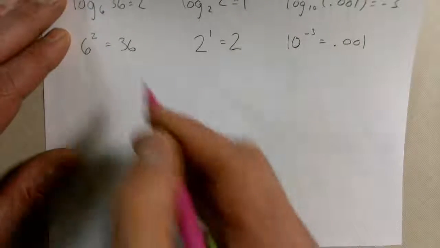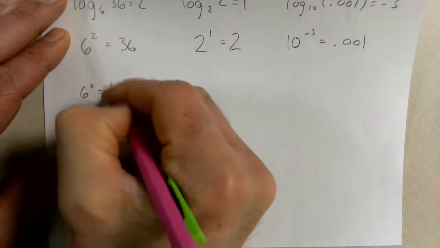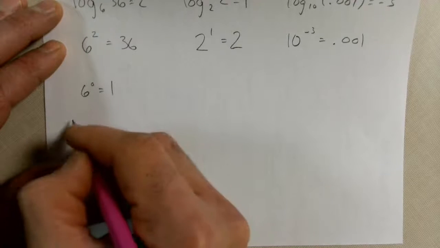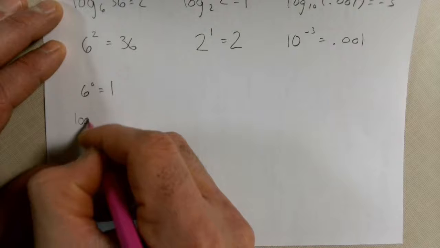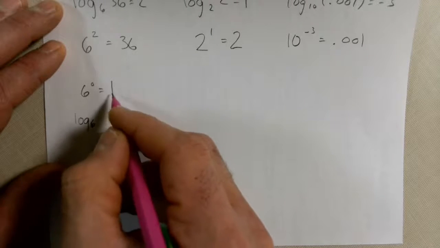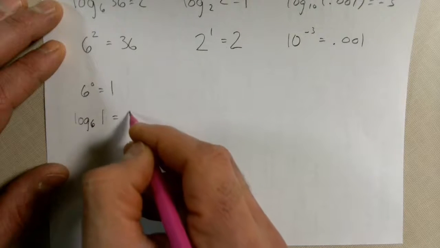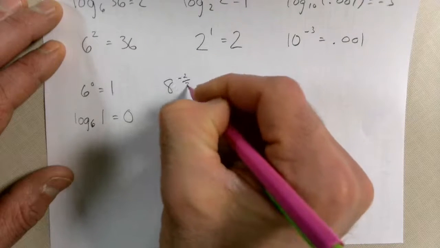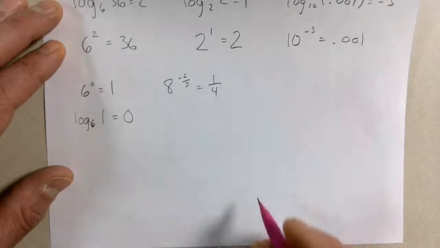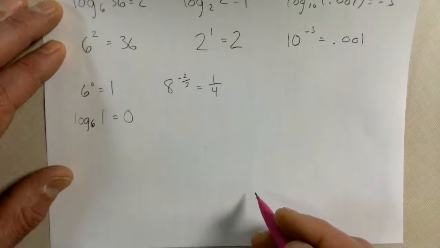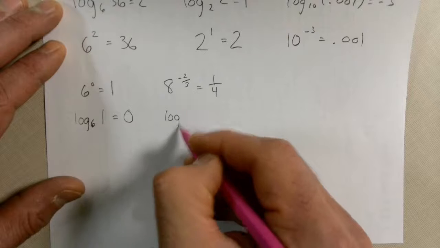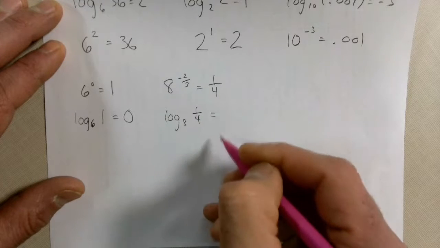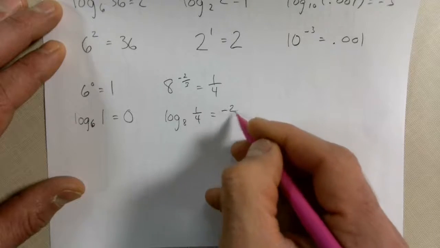Alright, now let's see if we can do it the other way. Here's an exponential form. Can we rewrite it in a logarithmic form? Okay, this is the base. We're going to say log base 6 of 1 is equal to the exponent. Let's do another one. 8 to the negative 2/3 power equals 1/4. Okay, what's our base? Log base 8 of 1/4 is equal to the exponent.